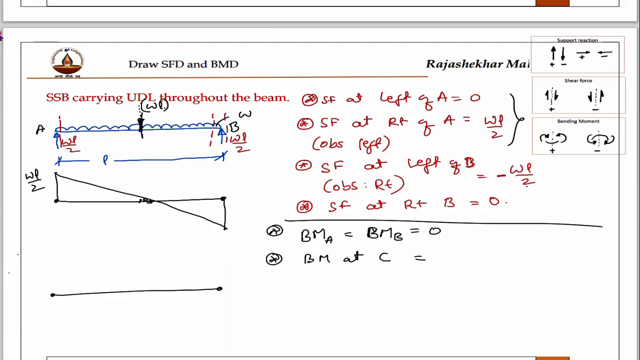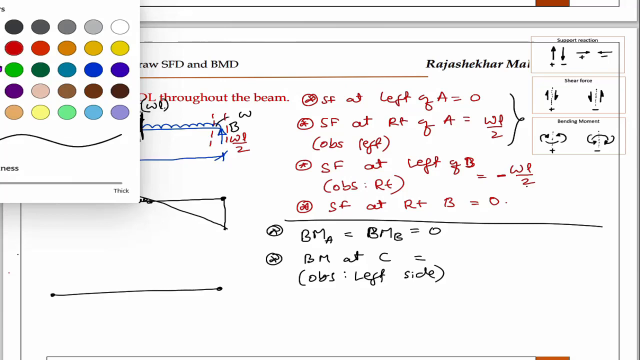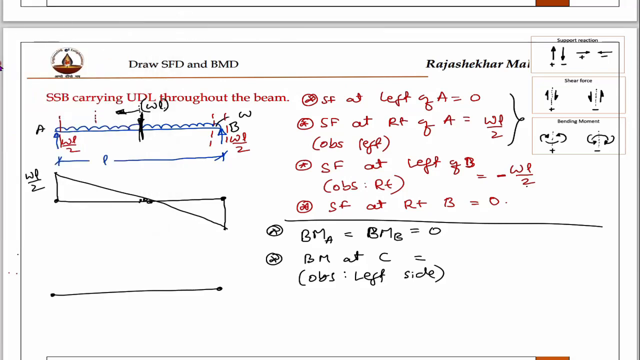When I take bending moment at C, I have a right to observe either left side or right side. I will choose observation left side. The left side, what all forces are there? For that left side UDL, we will convert it into point load. Only this span UDL will convert. That is WL by 2, W into this is L by 2. Therefore, WL by 2. That WL by 2 is causing some moment with a distance L by 4.